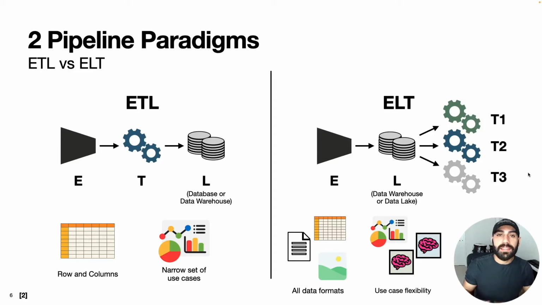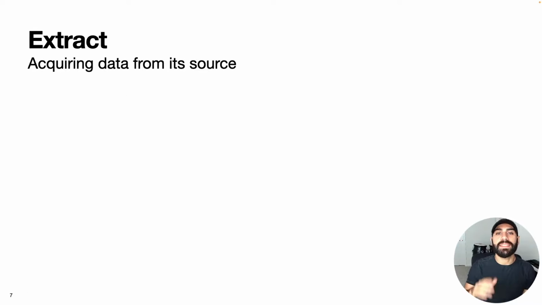While ELT is becoming more and more common across enterprises, when we're talking about full stack data science and building machine learning projects end to end, this ETL pipeline may be a natural choice for most projects. So let's go deeper into each key component of a data pipeline, starting with the extract process, which is acquiring data from its source. These days, most data sources for most businesses are managed by third parties.